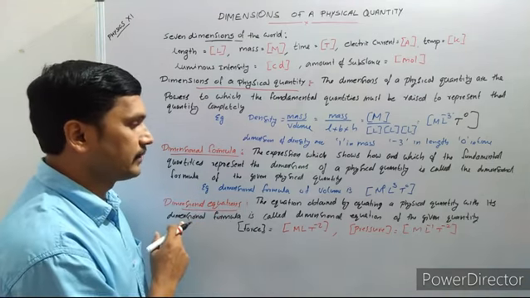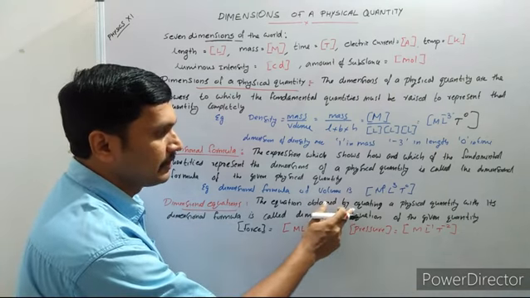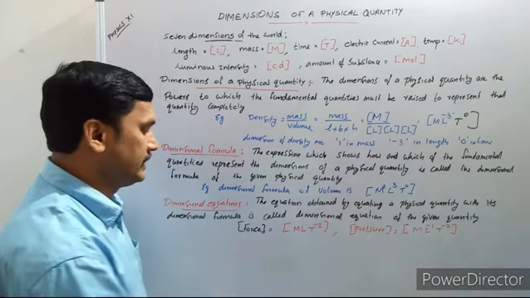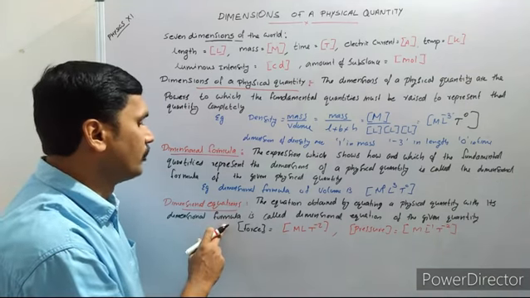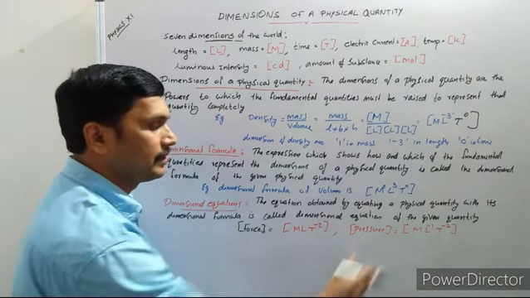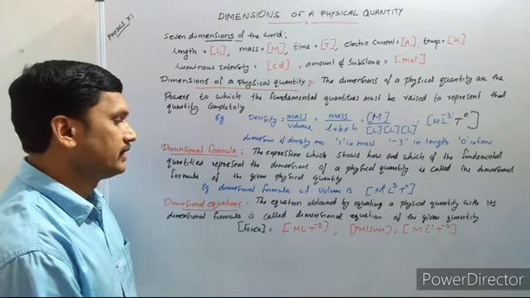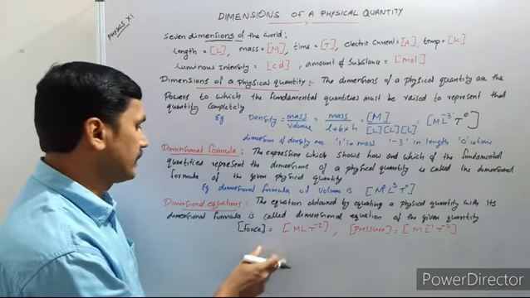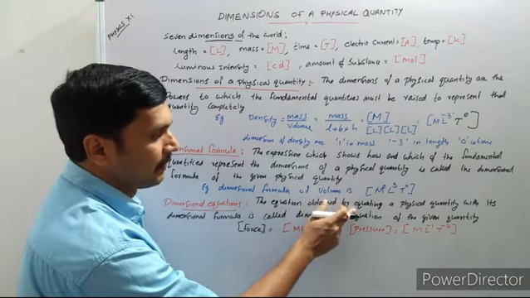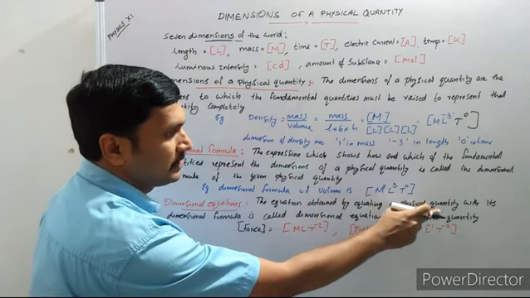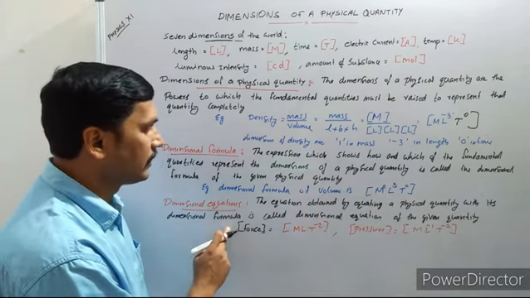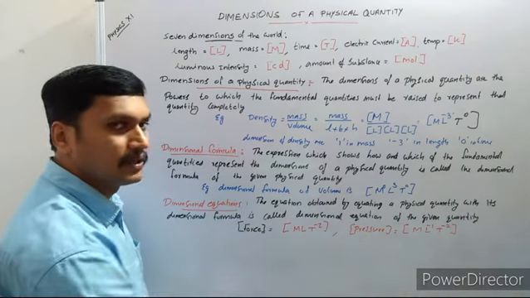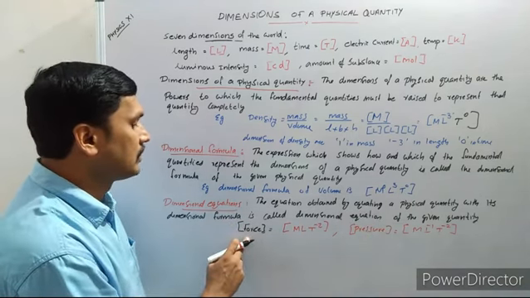The equation obtained by equating a physical quantity with its dimensional formula is called the dimensional equation of the given quantity. Here we are writing a formula, and once we equate, we get an equation. For example, the dimensional equation of force is [F] = M L T raised to minus 2.